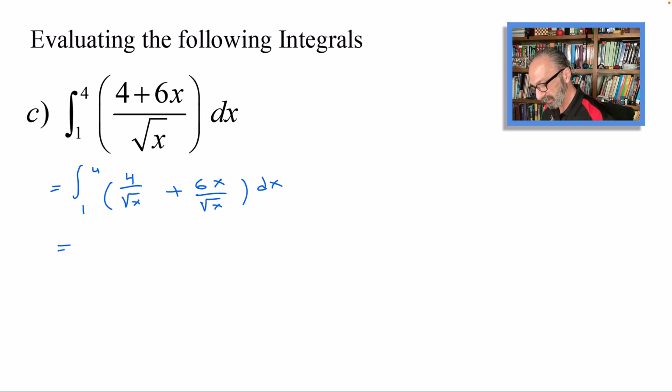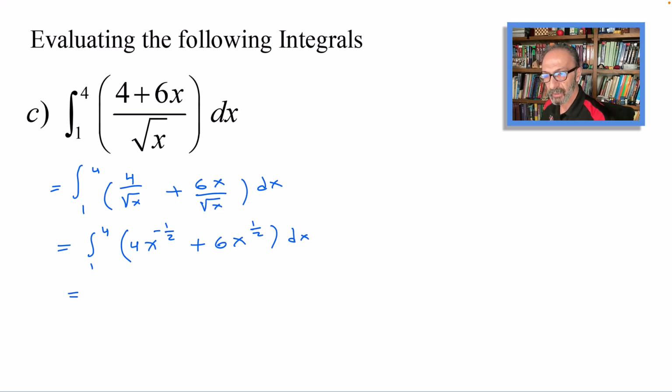Equals, writing it in powers, integrate from 1 to 4. Square root of x is x to the power half. Move it to the top. That becomes 4x to the power negative half. And 6x to the power 1 divided by x to the power half. Subtract exponents. 1 minus half is half, so that's going to be 6x to the power half with respect to x.